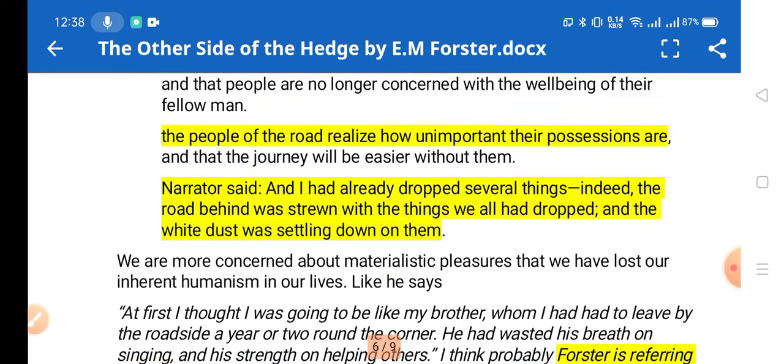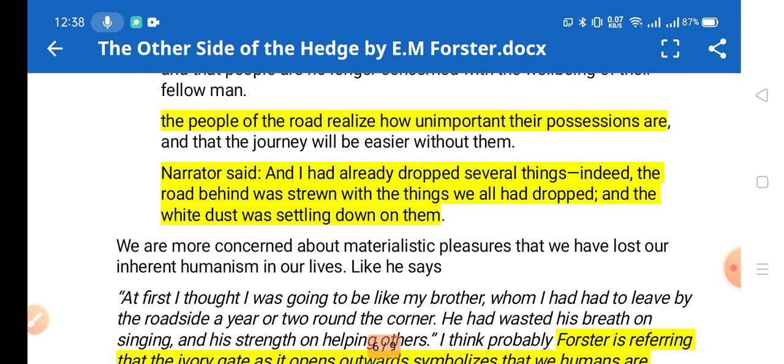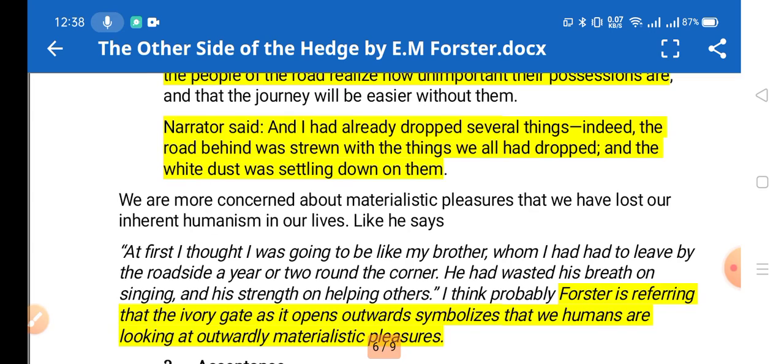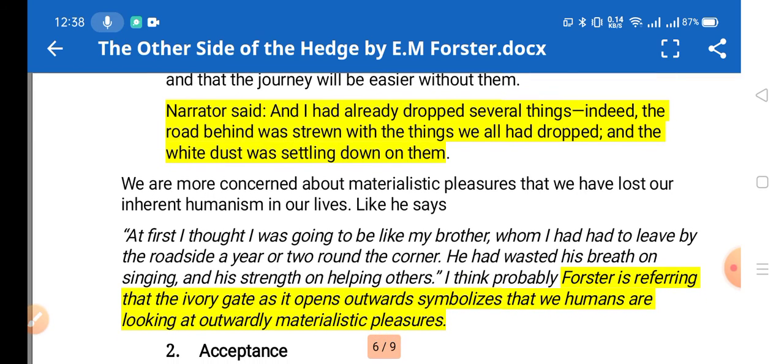And the narrator said that, and I had already dropped several things. Indeed, the road behind was strewn with things we all had dropped, and the white dust was setting on them. So this means that the dust settles on their possessions, materialistic possessions. They have no value. What actually has value is humanity, the good deeds, not the materialistic possessions.